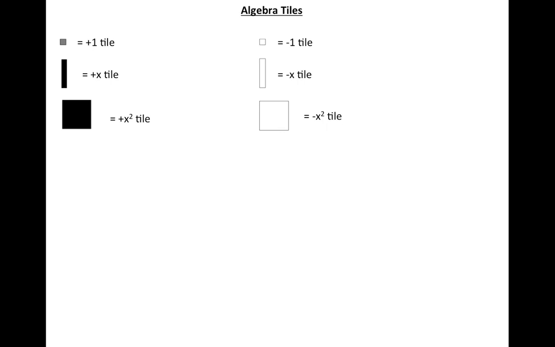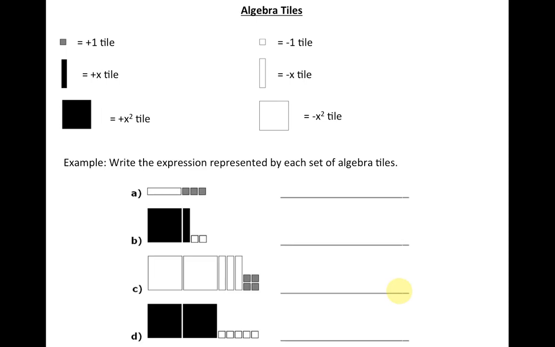Next, we want to talk about algebra tiles. Algebra tiles are used to make physical or pictorial representations of abstract things. And so what we'd like to do in this example, now that we know that a positive 1 tile is this little guy here, a positive x tile is this one, a positive x squared tile is this one, a negative 1 tile is this one, negative x is this, and negative x squared is that, we'd like to write an expression that's represented by each set of algebra tiles.